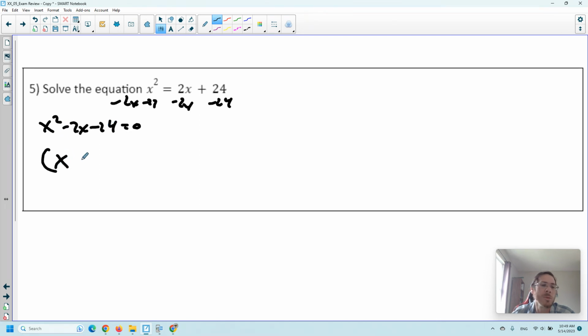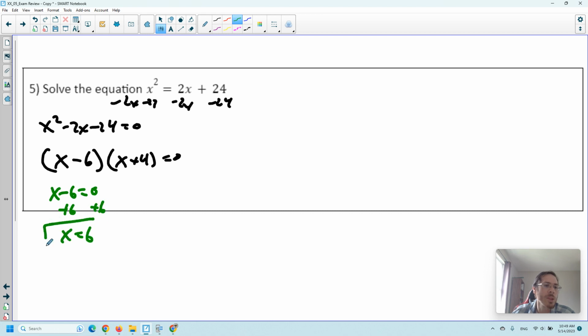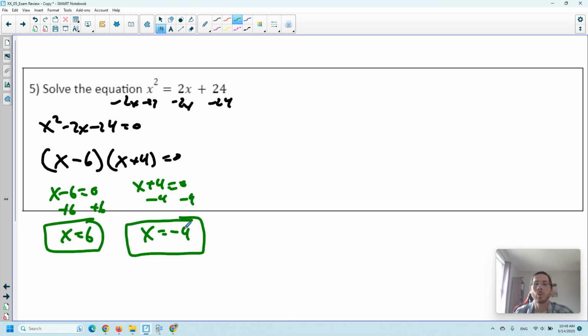We see that we've got to multiply to negative 24. That's 6 and 4 is one of the options. If I want to double check for the adding, negative 6 plus 4 is negative 2. So that works out. We'll use the zero product property to set each of them equal to 0, just like when we did the restrictions from before. So we get x minus 6 equals 0, so x equals 6, x plus 4 equals 0, minus 4 both sides, x equals negative 4. And we got both of the answers.